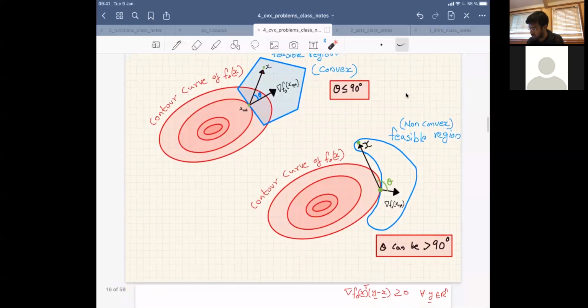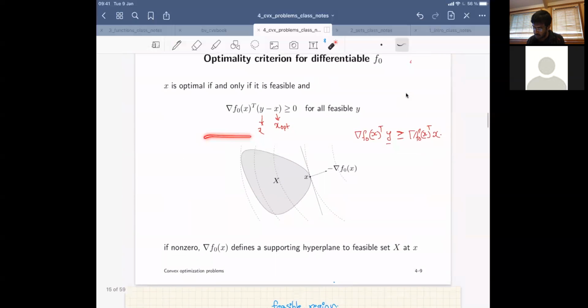But what happens if you take a non-convex function? So here is an example. The optimum value is here, and let's say this is the tangent here, and the gradient points in this direction, and for all feasible points this is not true. For example, if you pick a point x here, you can find this line making an angle greater than 90 degrees. So this is not happening if the set is not convex. So that's what these optimality conditions mean graphically.